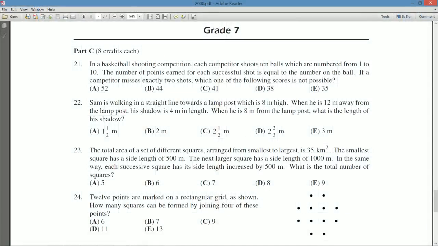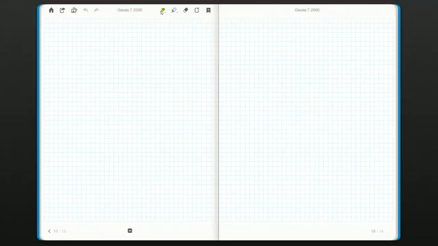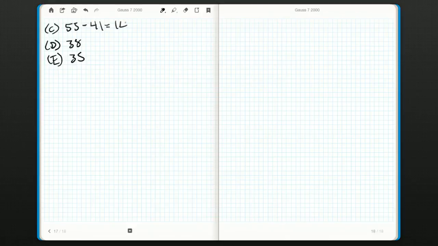All right, so 41, 38, and 35. So let's just write those down now. 41, 38, 35. I may not have to do the later ones if it turns out that 41 is correct. So that's going to be 55 minus 41. And that's going to be 14.